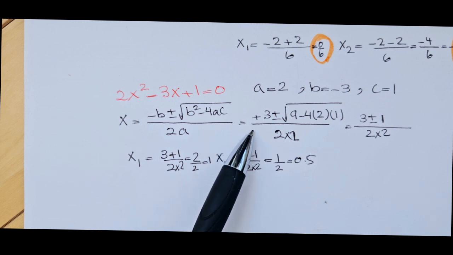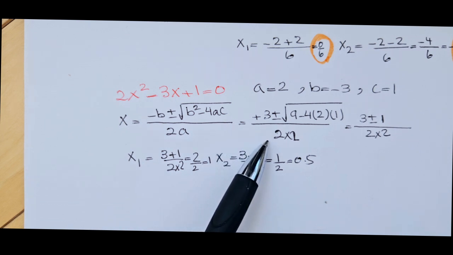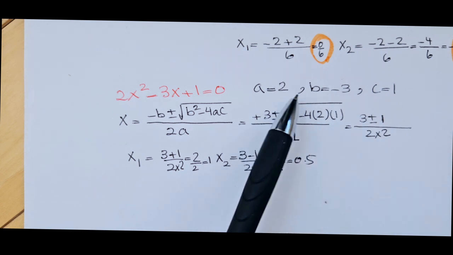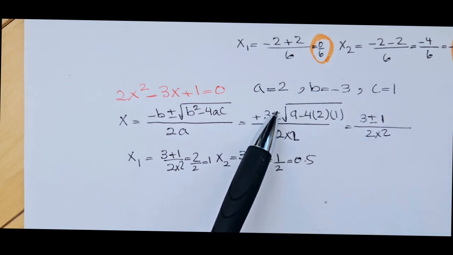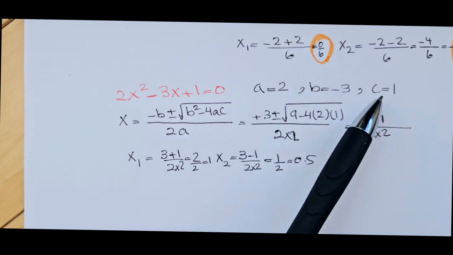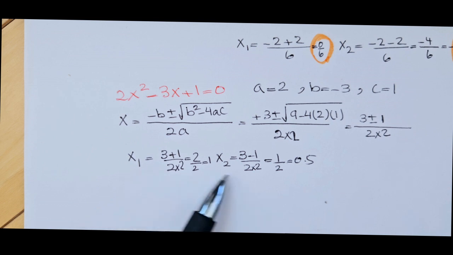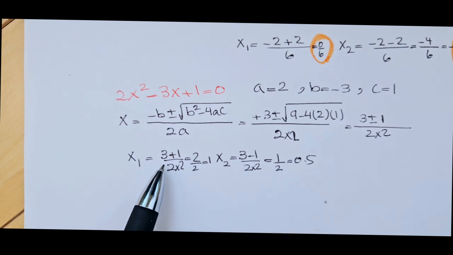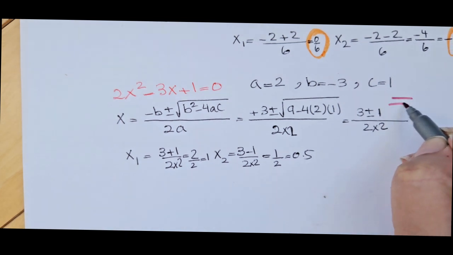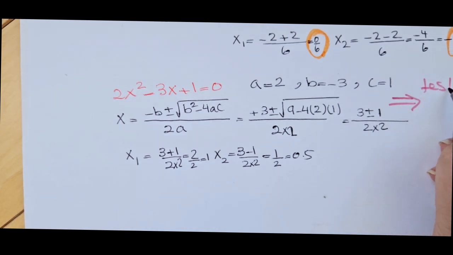Now, the next step is simply substituting A, B, C. So, negative B would be plus 3, plus and minus the square root of B squared, which is 9, minus 4 times AC. If you find the two roots, one of them after simplification ends up at 1, the other one ends up at a half. Remember, we are not done yet. We want to test and make sure we are good.